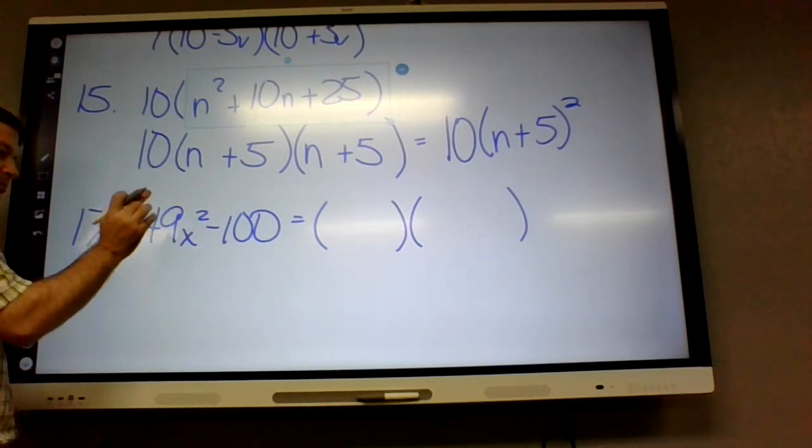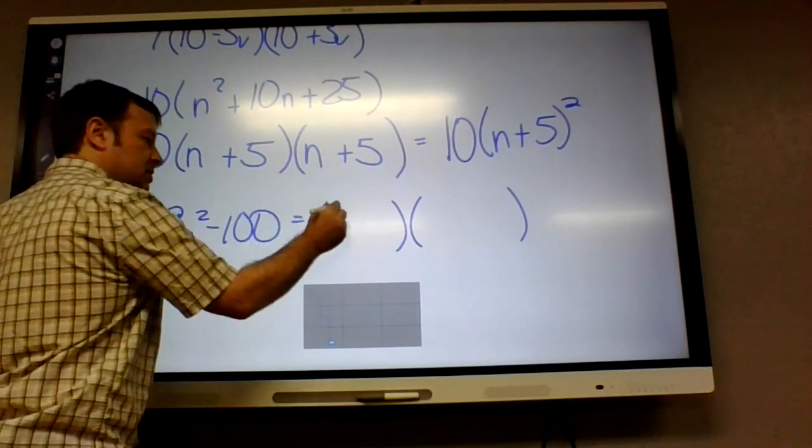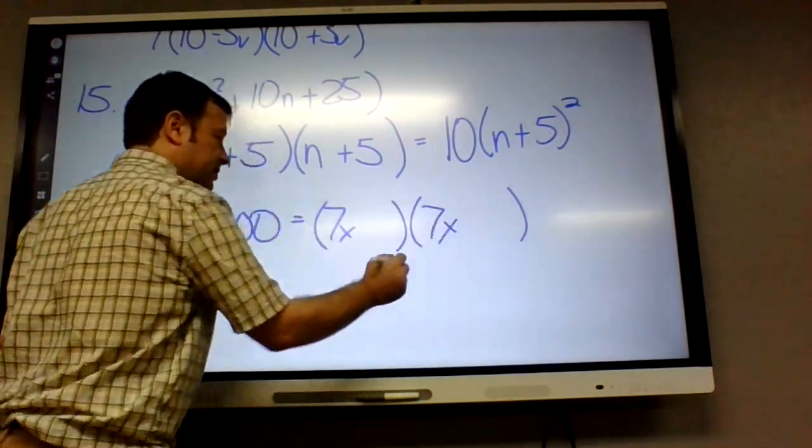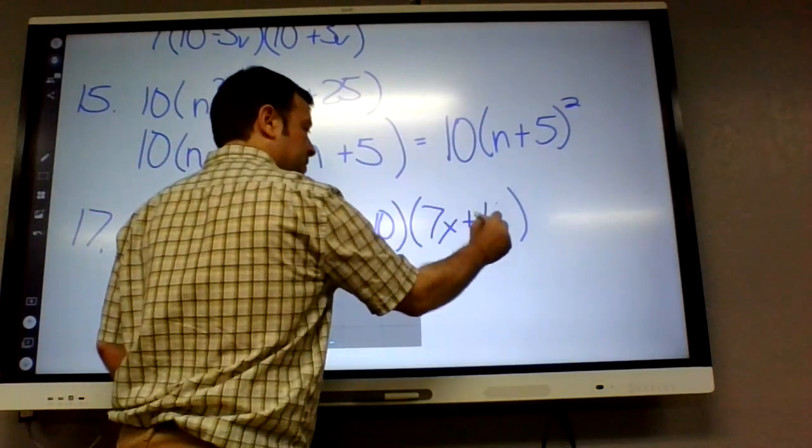Anyways, square minus square, right? What goes into 49? 7 and 7. What goes into negative 100? Negative 10 plus 10.